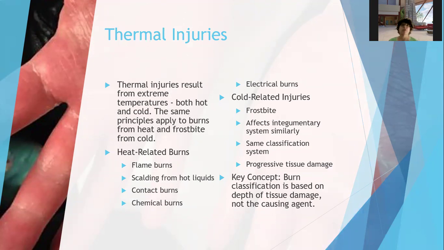Heat-related burns can be from flames, fire, scalding from hot liquids, that's common in small children, contact burns, chemical burns, and electrical burns. Cold-related injuries are usually frostbite. It affects the integumentary system similarly to heat-related burns. Same classification system. Cold-related injuries tend to have progressive tissue damage. Burn classification is based on the depth of tissue damage rather than the causative agent.